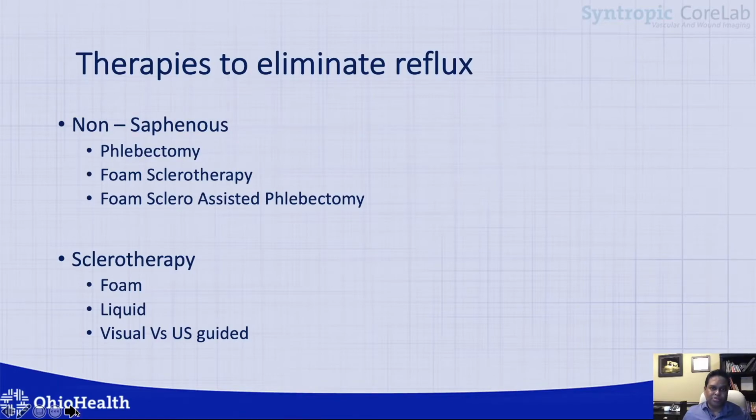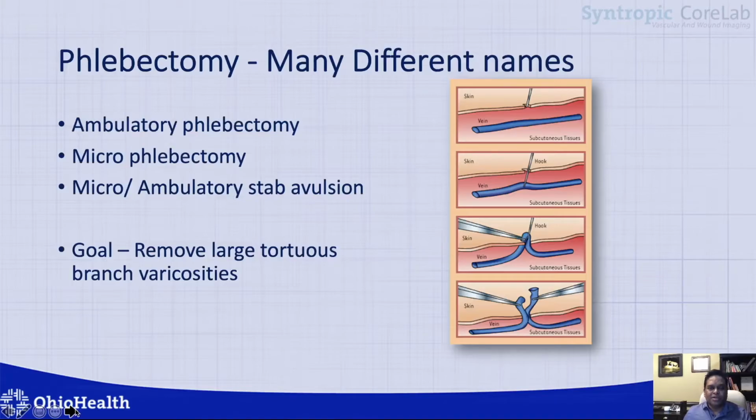The treatments that are used for non-saphenous tortuous veins are phlebectomy, foam sclerotherapy, or foam-assisted phlebectomy, which I will talk about in a little bit. And sclerotherapy, whether it's in foam form or liquid form, whether it's visual or under ultrasound-guided technique. The goal of phlebectomy is to remove those larger varicosities and tributaries.